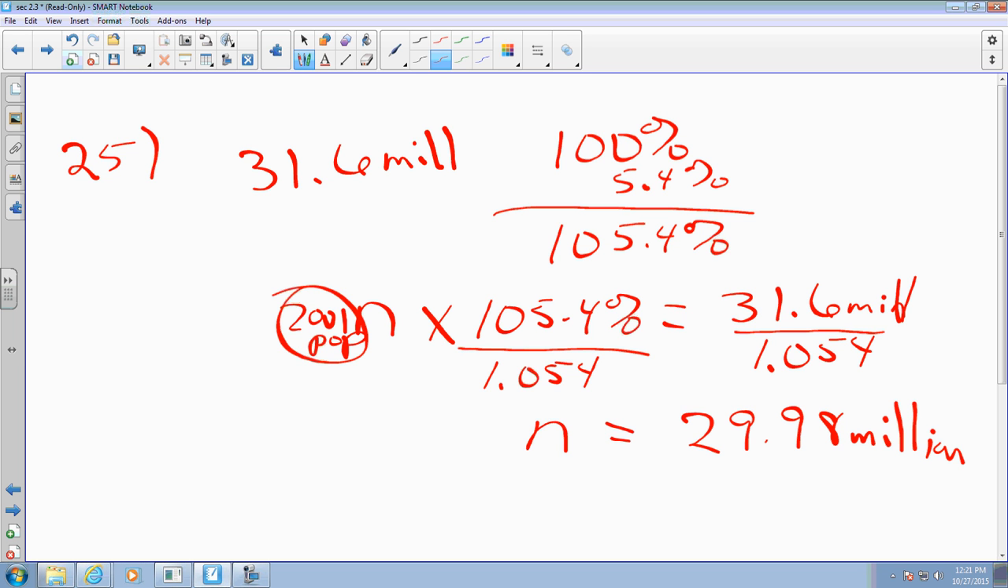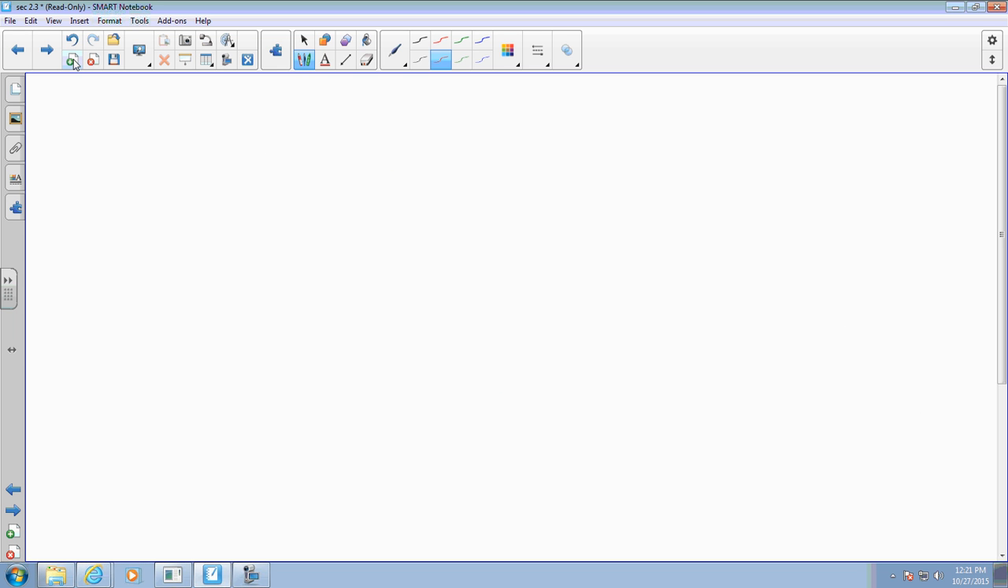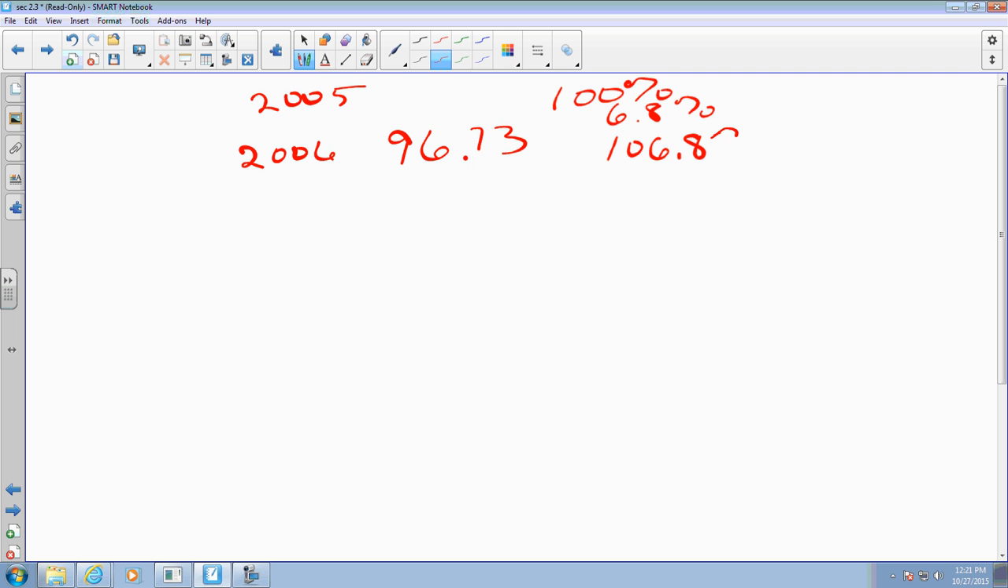Let's look at number 26 now. Number 26 says, in 2006, the cost of an average hotel room per night was $96.73, which was an increase of 6.8% over the average cost in 2005. Well, if in 2005 the cost of a hotel was 100%, if it increases by 6.8%, it must be 106.8% of the cost from 2005.